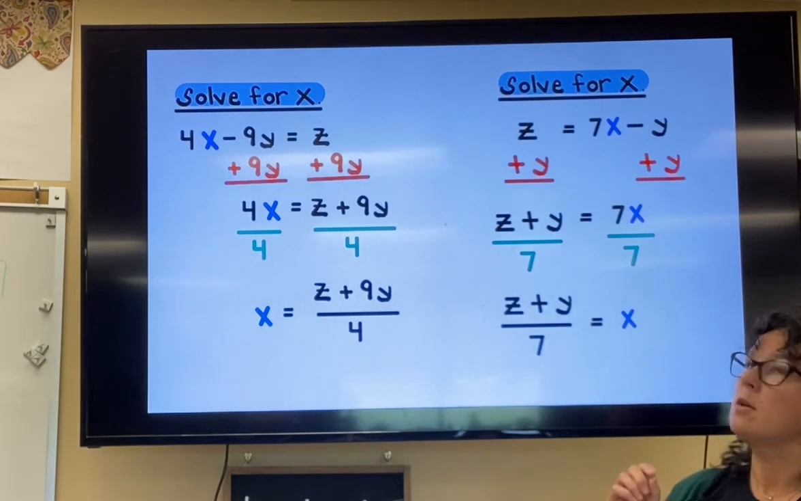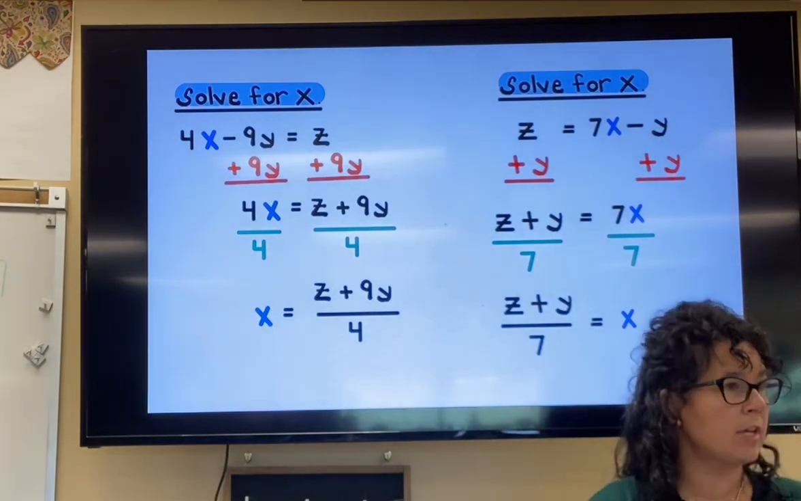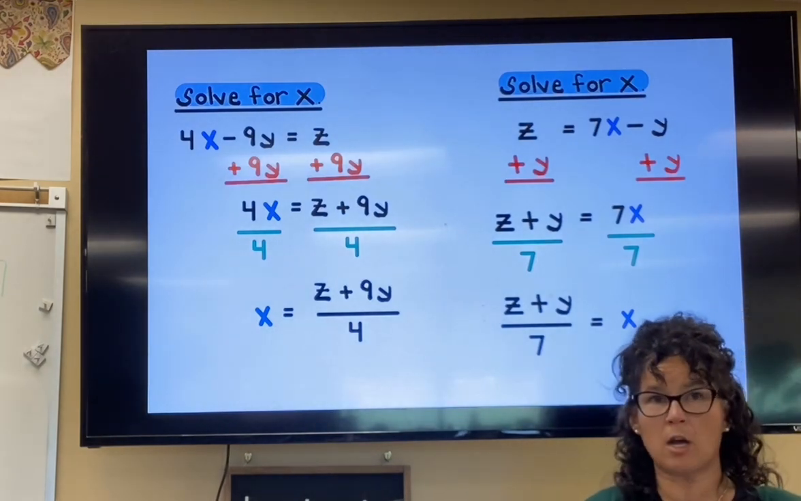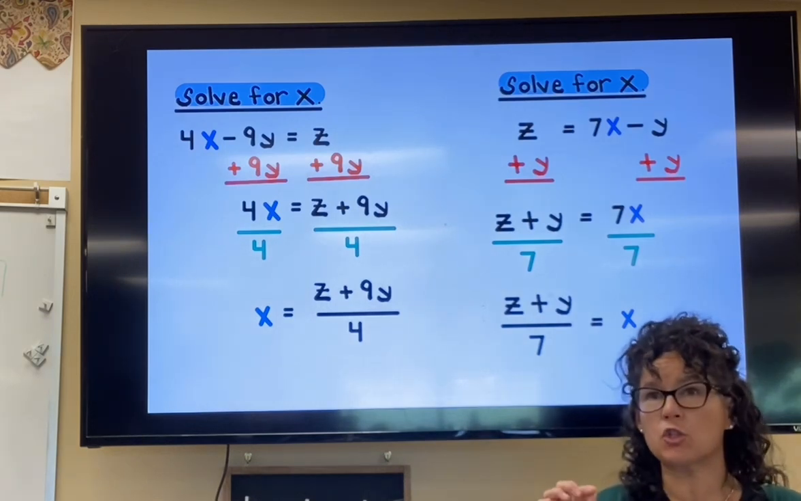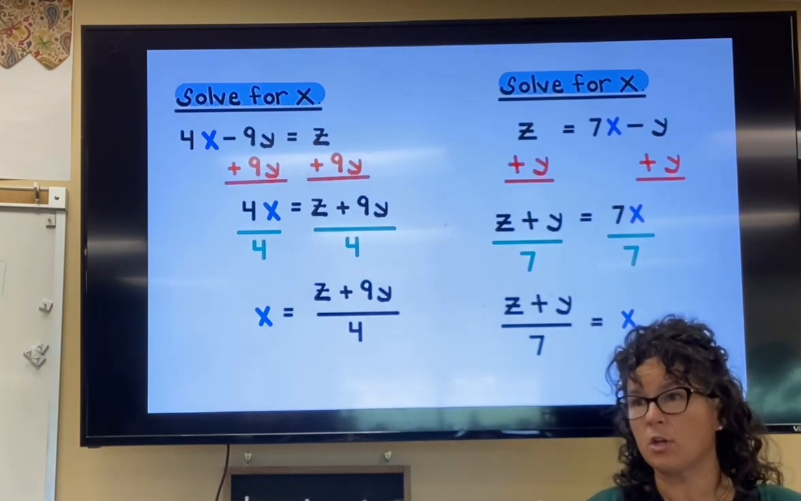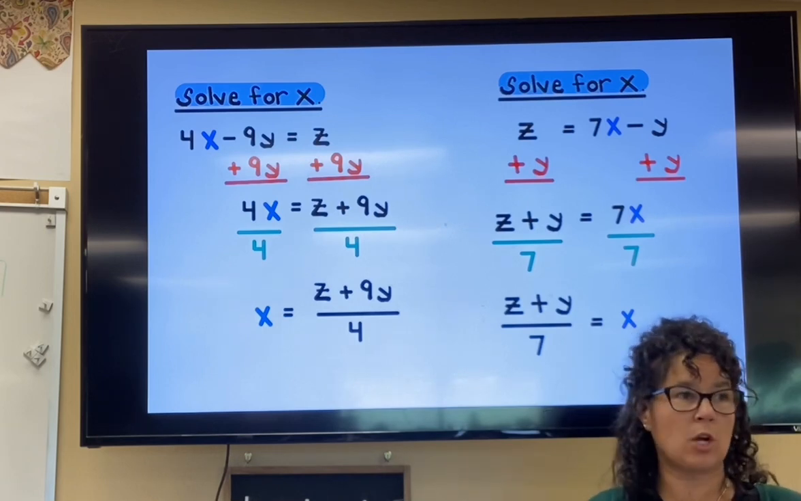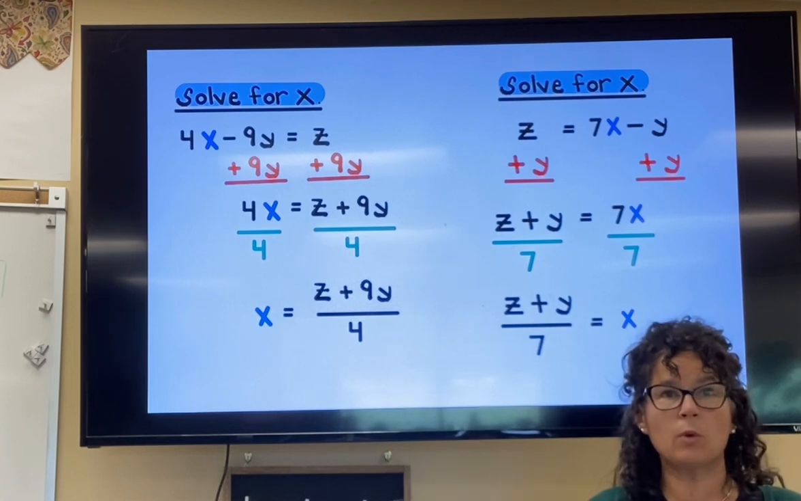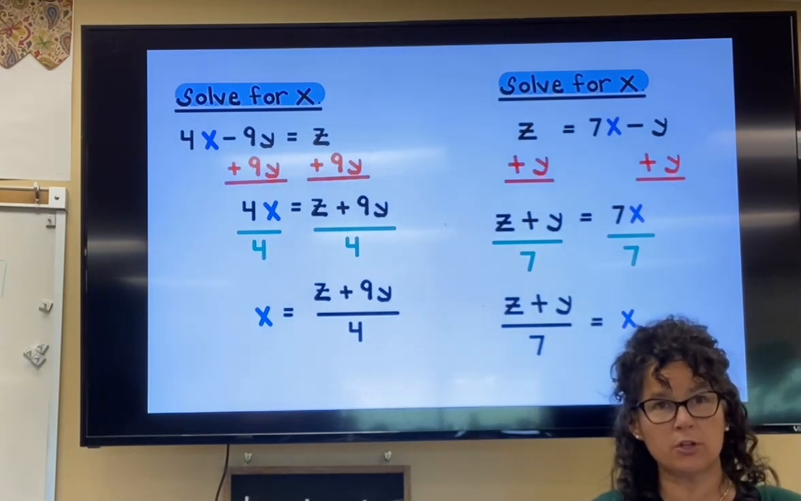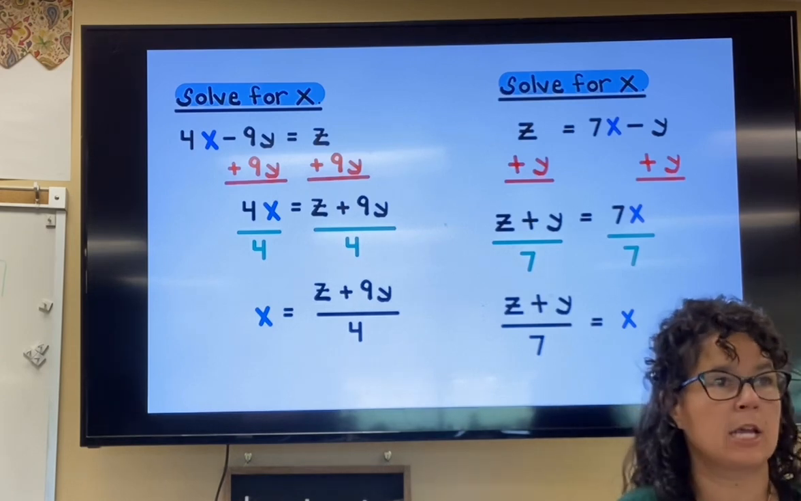Okay, so big picture is if you're solving an equation, you're undoing PEMDAS. So when you look to see what's happening to the letter that you're trying to get by itself, you're going to see addition and subtraction and multiplication and division. And you want to get rid of the addition and subtraction first, and then you're going to get rid of the multiplication or division.